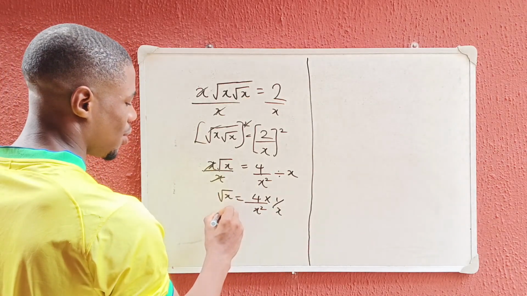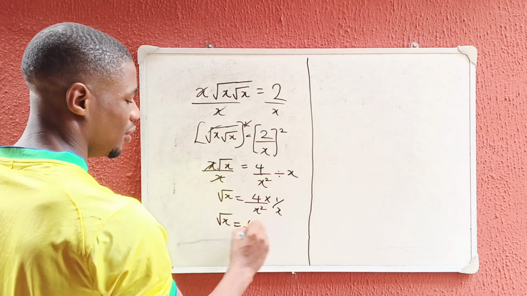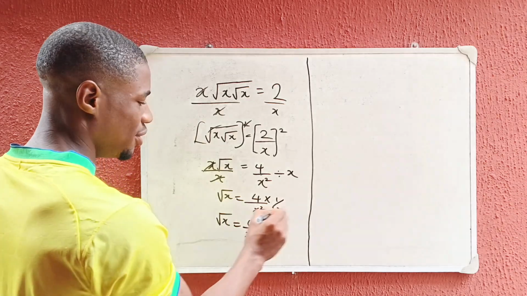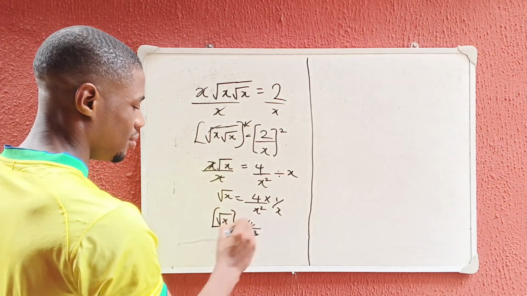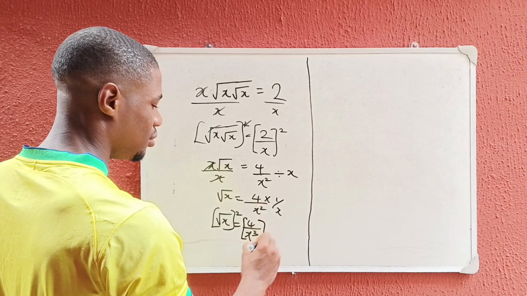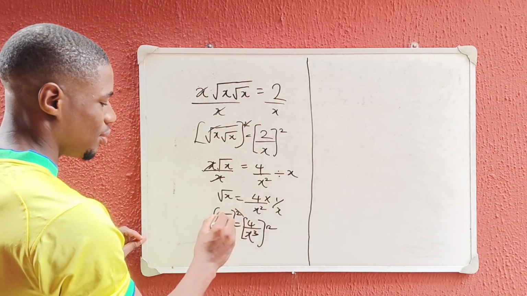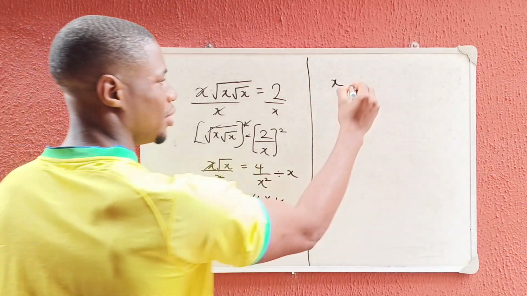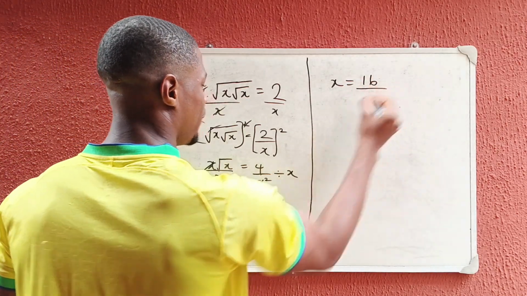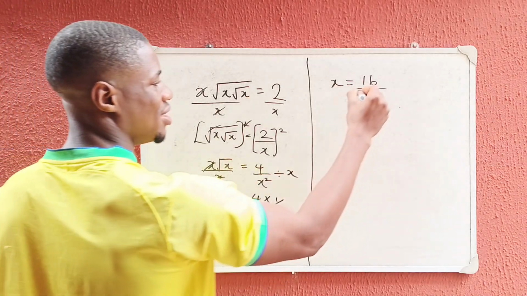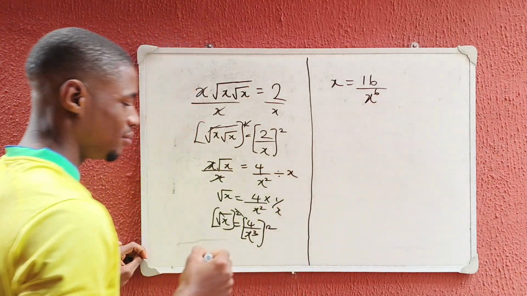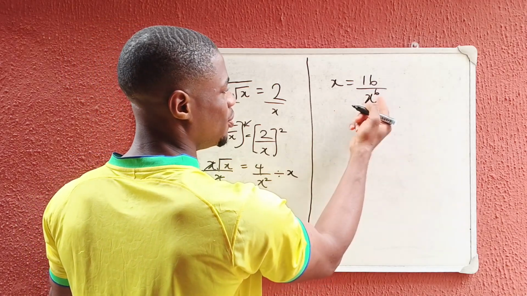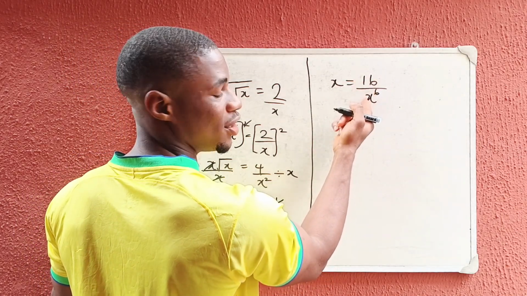Now, what I have here is square root of x to be equal to 4 over x raised to power 3. Okay. Now, at this point, I can choose to square both sides again, so that I have square and square roots cancelling each other. So I have x, and what I have remaining here is 4 squared to be 16. And x raised to power 3 raised to power 2 is the same as x raised to power 6. Alright? From here, it means I have x to be equal to 16 over x raised to power 6.